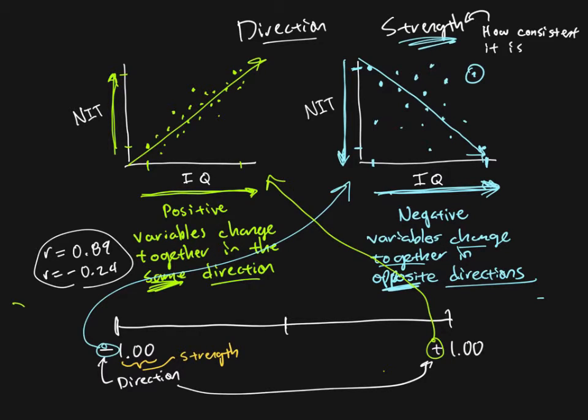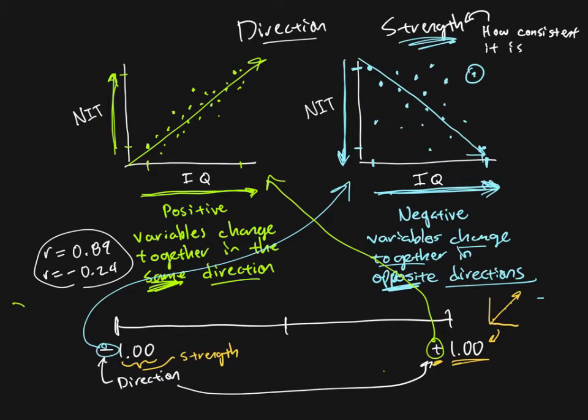How consistent was it? A correlation of 1 means that all of the points fell exactly on a straight line. So that would look like this, where we have everything perfectly straight. This would be a perfect positive correlation. A particular amount of change in one variable is perfectly consistently related to a certain amount of change in the other variable. The variables change together in a perfectly consistent way.